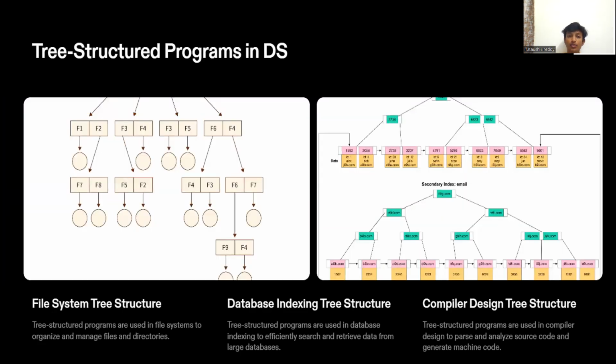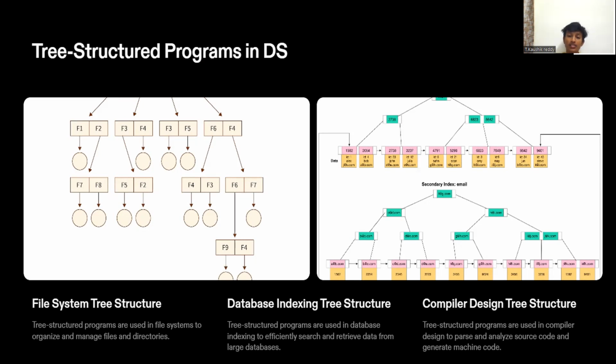Next, tree structured programs in DS. What exactly is the meaning of tree structured programs in data structures? Here is the diagram for the representation of the tree structure in the first and second figures. First, file system in tree structures. Tree structured programs are used in file systems to organize and manage files and directories. So they are mainly used for organizing and managing the files or data and the directories.